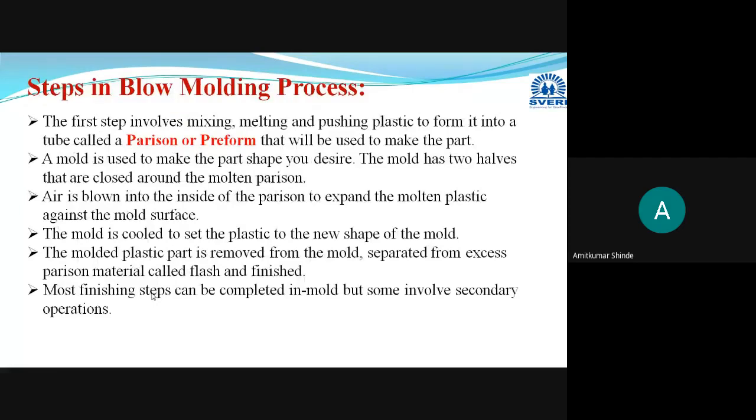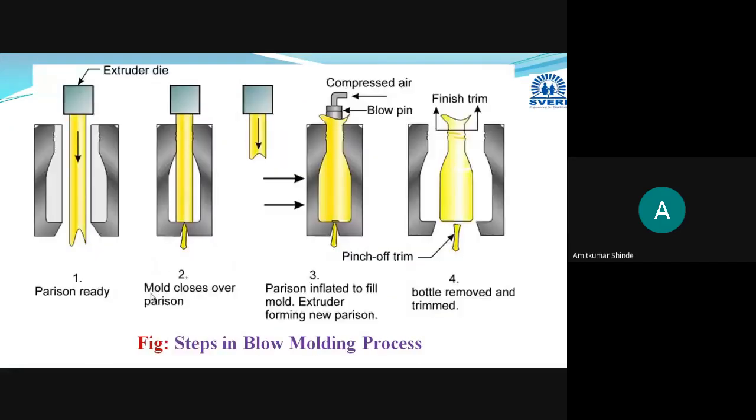Now these are the steps involved in the blow molding process. Generally, you can say that four steps will be there. In the first stage, you have to prepare the parison or preform, the small tube. In the second stage, we place that parison or preform in the mold cavity and close the mold. Then after that we blow the air. Compressed air is blown, and at the end we remove the part and perform some finishing operations.